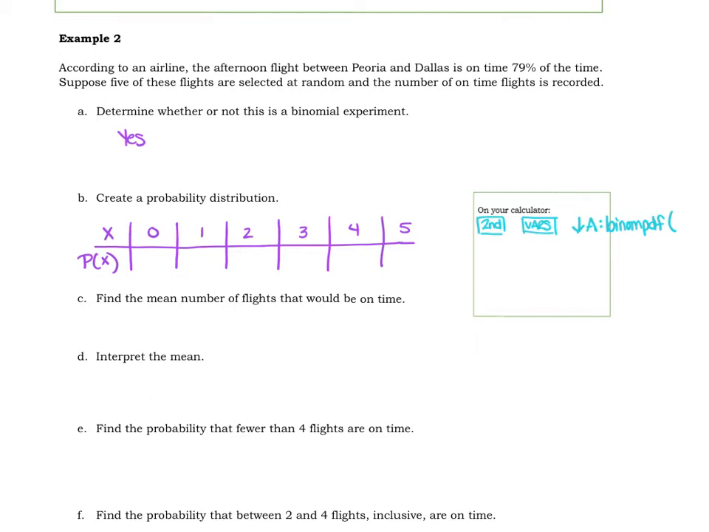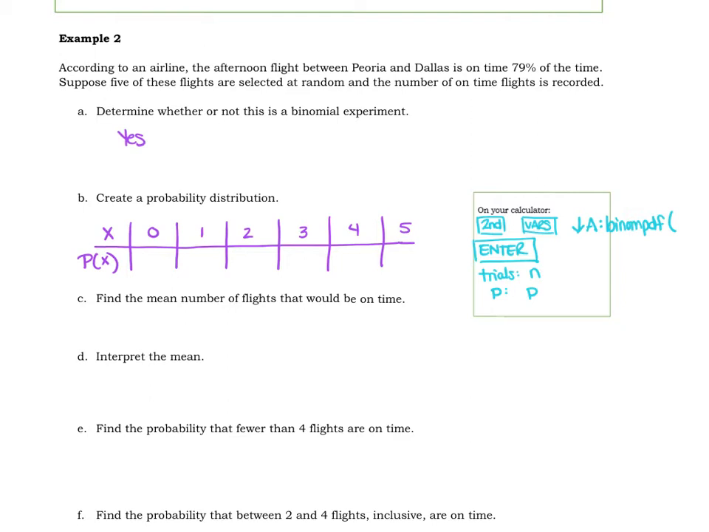When you press enter, after you get there, it's going to take you, for most of you, again, to a screen that has some prompts on it. Now, when it says trials, trials is going to be your total number, or in this case, N, okay? So here it would be 5. Then it's going to say P. Remember, that's your probability of success.